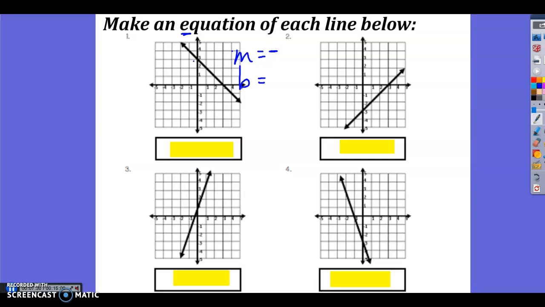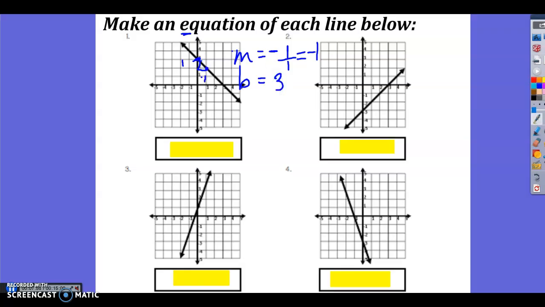So you pick any 2 points on the line. Sorry, this pen is a little bit tricky to work with. In this case, you're going down 1 over 1. So my slope is -1 over 1, or just -1. My b value, where it is crossing the y-axis here, is at 3. So my b is 3.